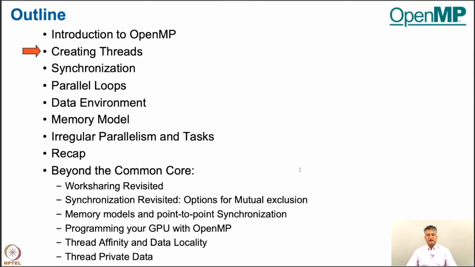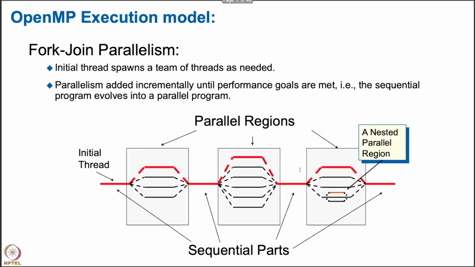So, now let us get back to the idea of OpenMP. Let us see how we create threads, how we destroy threads, how the program flow actually proceeds. What happens in the program is that the initial thread will spawn a team of threads as and when needed. The moment you hit a parallel section or a parallel construct, you will spawn a set of threads, and you will keep adding these threads as and when required.